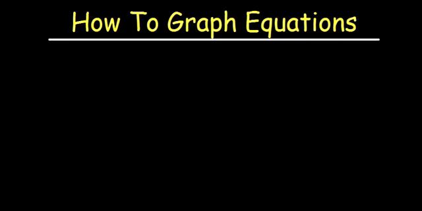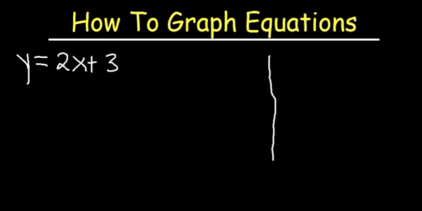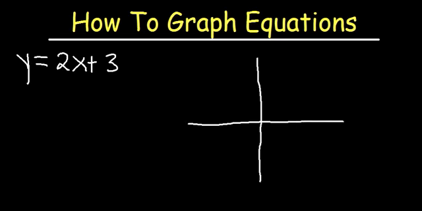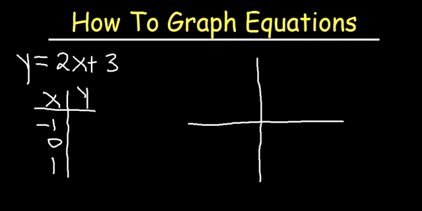Let's say if we want to graph y is equal to 2x plus 3. Now there's many ways to graph it. So the first way we're going to use is we're going to make a table. Let's keep things simple. So let's say if you have your xy table, let's plot some points. So we're going to plot the points -1, 0, and 1. We don't really need that many points.